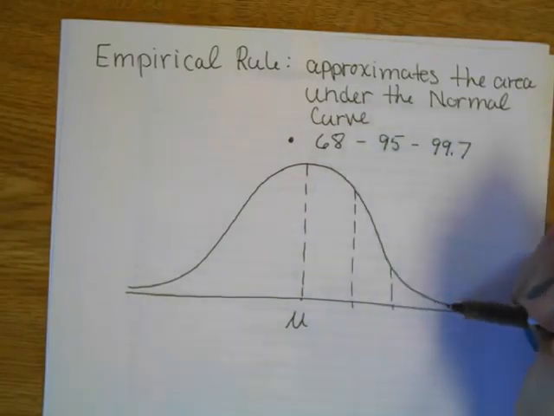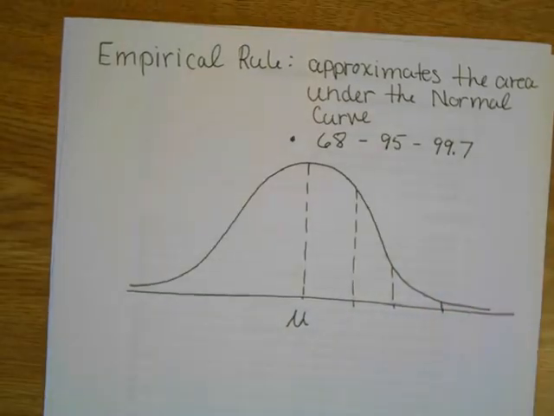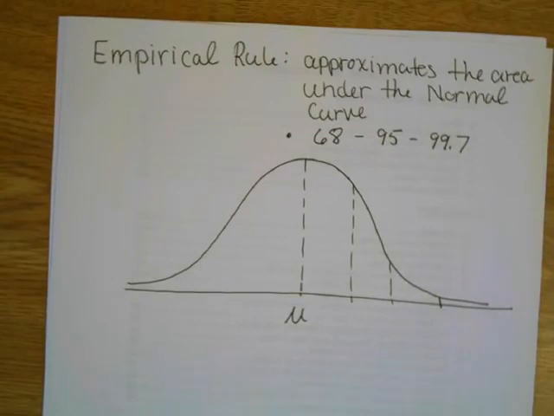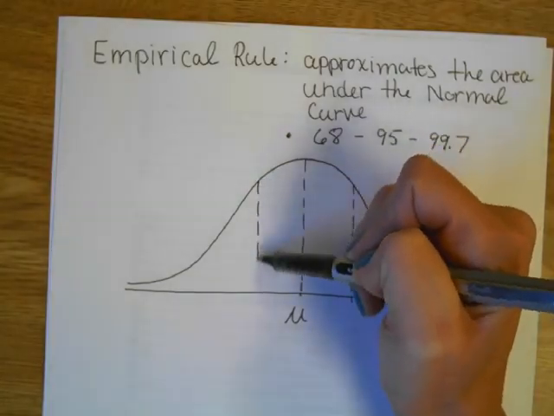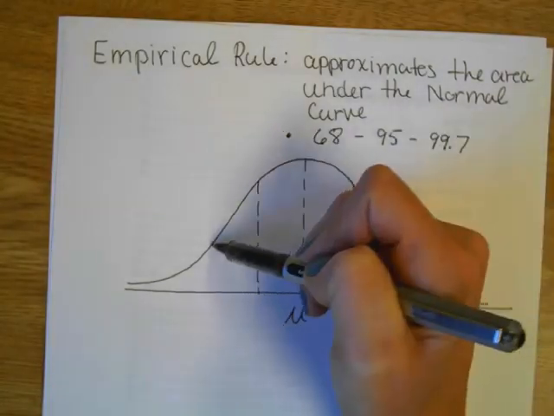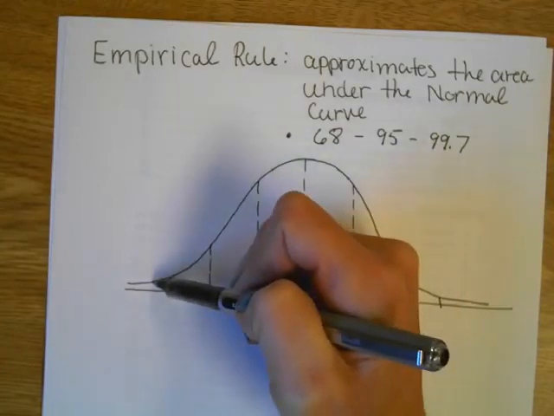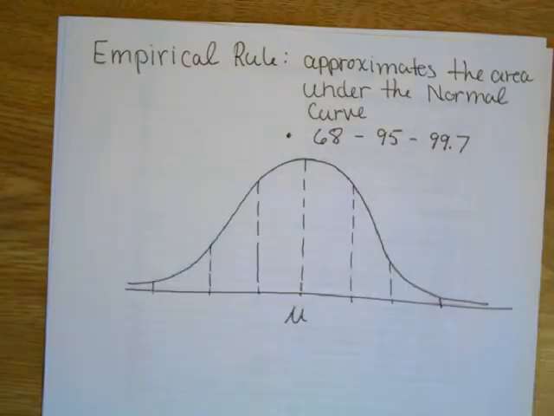1, 2, and they're all evenly spaced. The third one takes you way out to where it just gets really close to the x-axis. And then we do the same 3 symmetrical values on the other side. 1, 2, 3.